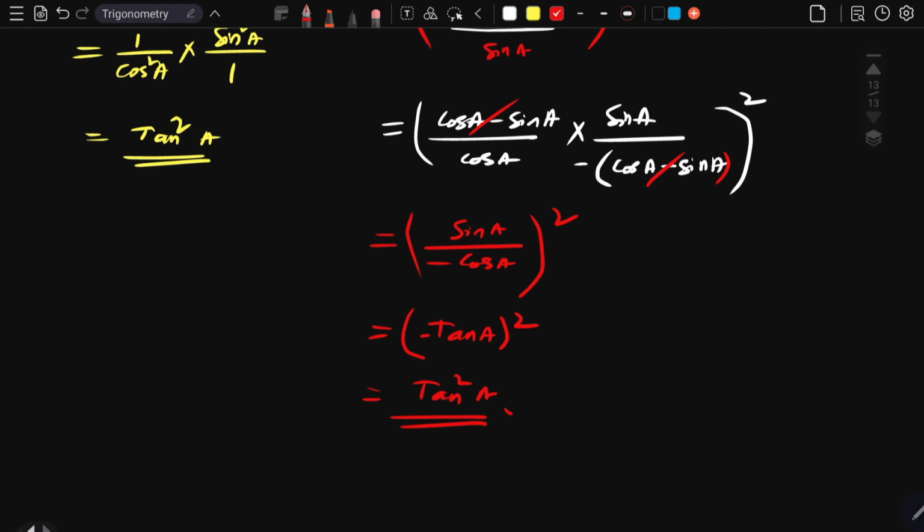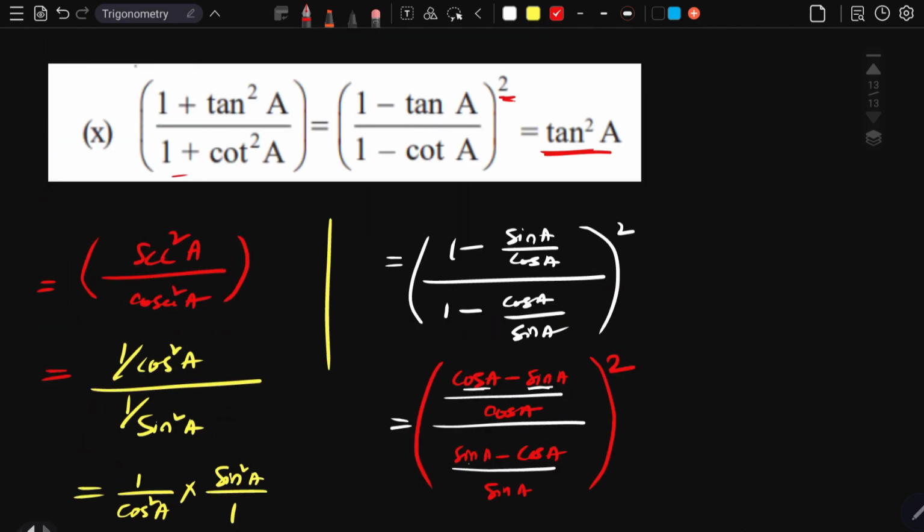Therefore, we got it. All of it is equal to tan square a, the requirement to prove. Got it.